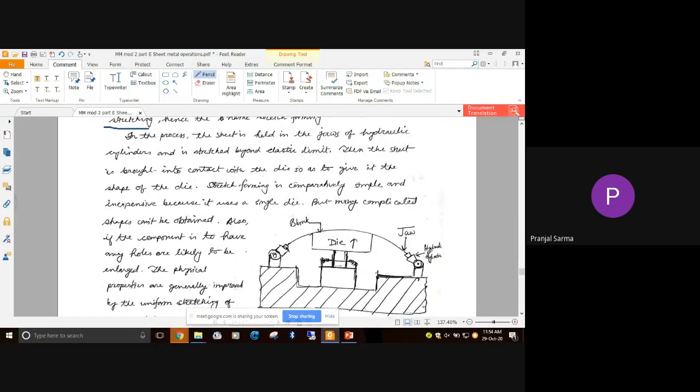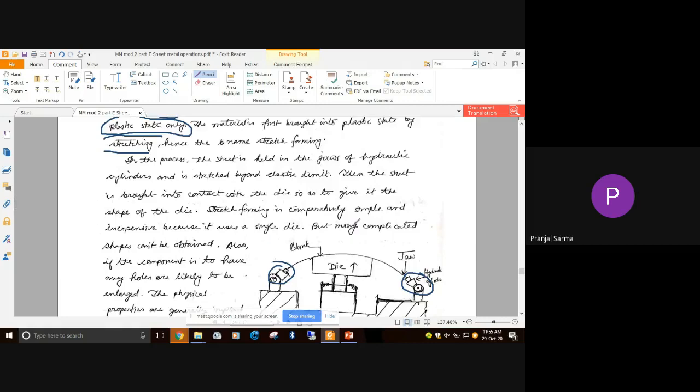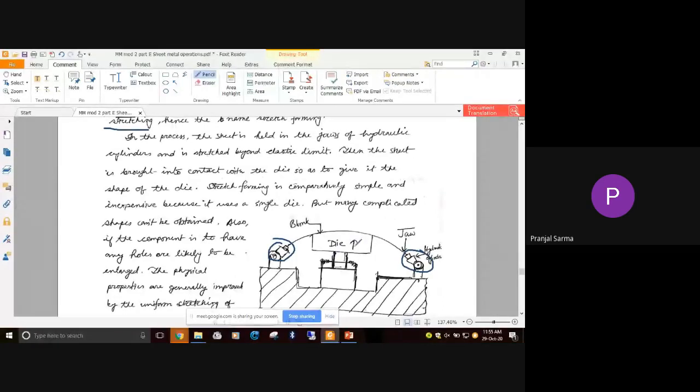Here you can see a hydraulic cylinder with a joint, which stretches the material so it is plastically deformed. The sheet is held in the jaws of the hydraulic cylinders, and we stretch it beyond the elastic limit so as to obtain the plastic range. Then, depending on the type of shape you require, we use a separate die, and the material is brought into contact with that die so as to take the shape of the die. That is the main thing.